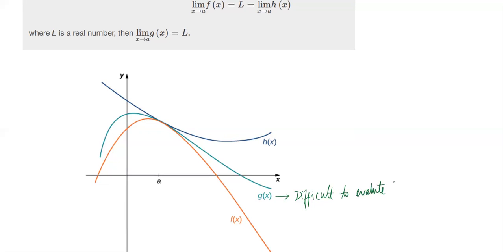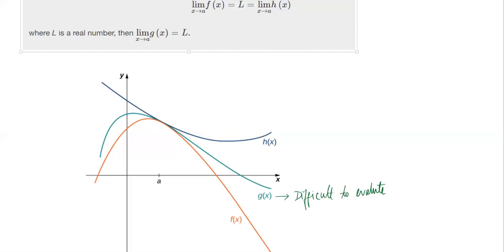So if you can find f of x and h of x, between which g of x will be squeezed, make sure that your turquoise, the g of x, does not go below the orange or above the navy blue anywhere. So it has to be completely squeezed in there, okay? And over a certain interval, it doesn't have to be for the entire function, but the interval of concern.